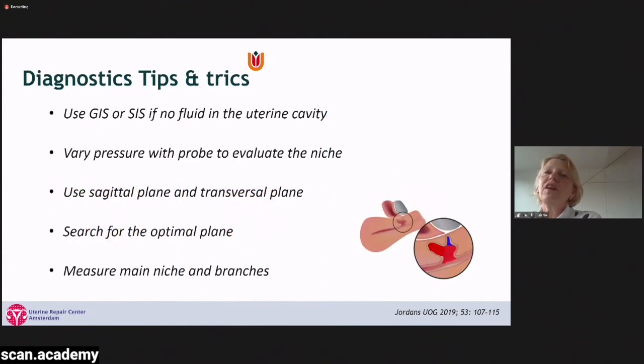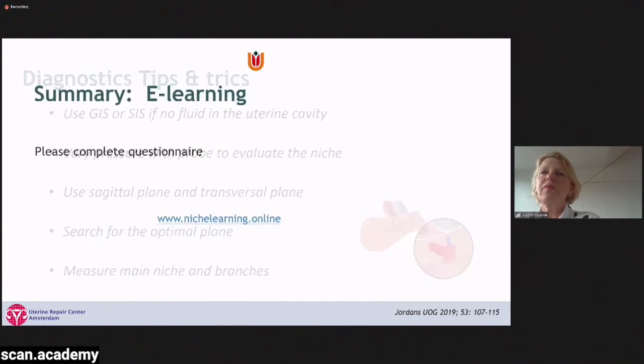Tips and tricks provided is that you should use GIS or CIS, so instill saline or gel if there's no fluid in the uterine cavity. Vary pressure with the probe to evaluate the niche, because then you get better visualization. Use both the sagittal plane and the transversal plane and search for the most optimal plane to evaluate the niche, and measure both the main niche and the branches.